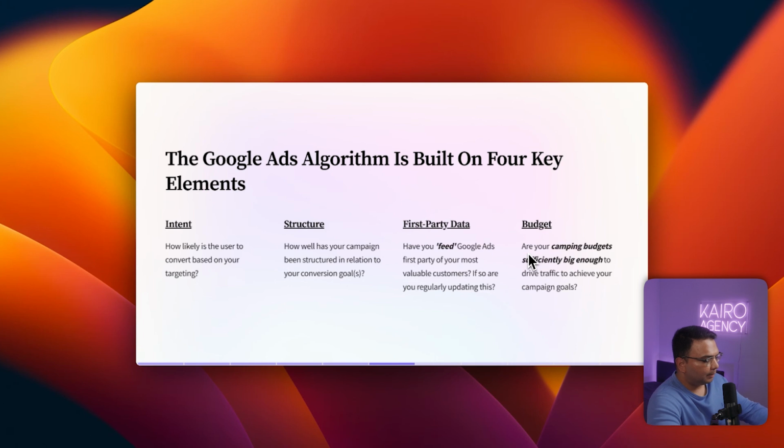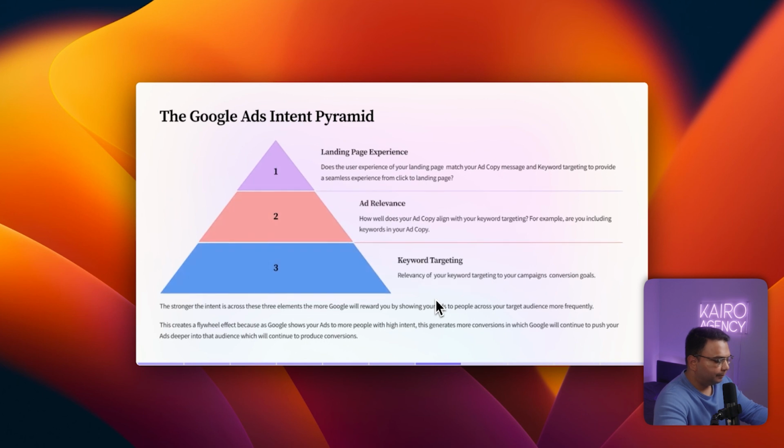Now, the last core element of the Google Ads algorithm is the budget. Are your budgets sufficiently big enough to drive traffic to achieve your campaign goals? One of the biggest things I find when I'm auditing Google Ad accounts is that everything is in place correctly. There's good intent, there's good structure, there's first party data even, but the budget is simply too small. And we are going to cover what your budget needs to be, and then how to even scale it up once you have a good budget level.